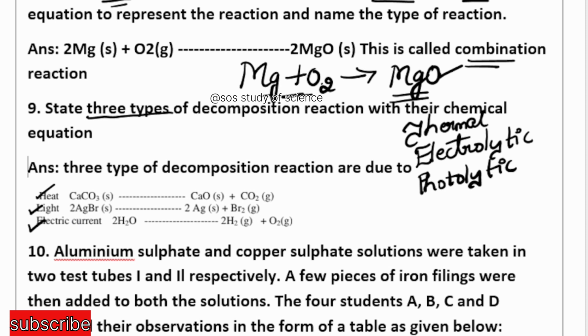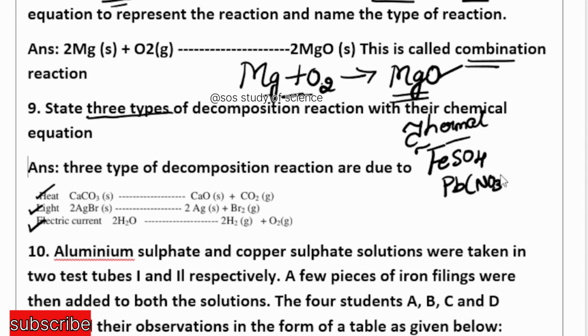Okay, and also you have to know, when I say thermal, my dear students, you want to know all the different chemical equations which we learn under thermal. You should know 3. Which are the 3? Heating the ferrous sulfate, heating the lead nitrate, that is Pb(NO3)2, and also heating the calcium carbonate. All the 3 reactions you must know.